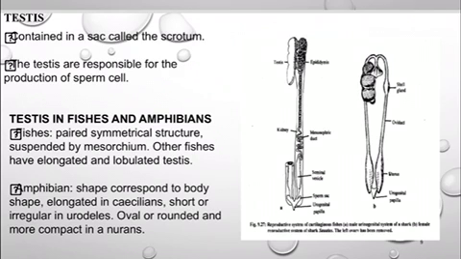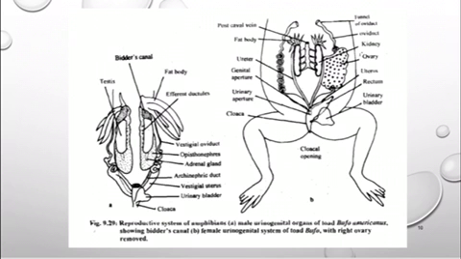Now the testes in amphibians is such that the shape corresponds to the body shape of the amphibian. The testis is elongated in caecilians, for example. Then it's short or irregular in the urodeles, and you have oval or rounded and more compact testes in the anurans. So the testes varies from amphibian to amphibian depending on the body shape of the amphibian you're considering. Right here are the testes in the various amphibians I just mentioned.